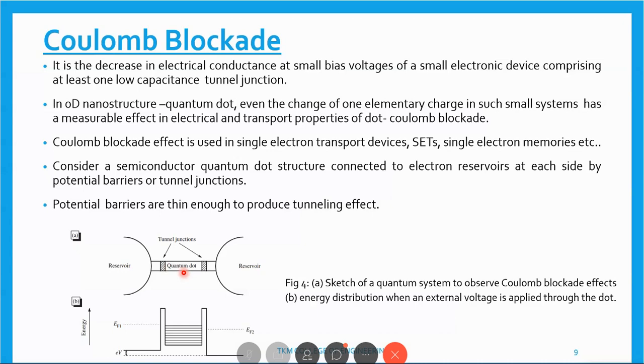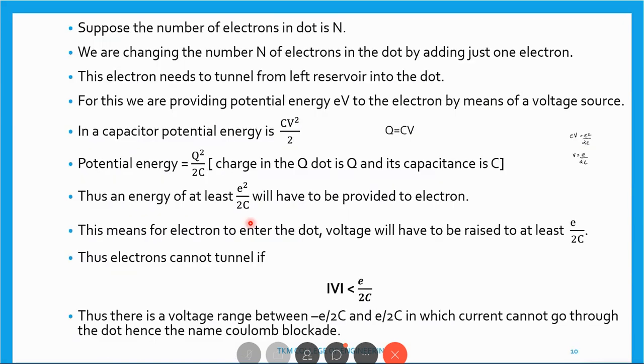Now, suppose that the number of electrons in the quantum dot is n. We are changing the number n of electrons in the dot by adding one electron at a time, and this electron needs to tunnel from, let's say, the left reservoir to the dot. So if n is the number and we are adding one electron to that quantum dot, the potential energy required will be EV. Potential energy EV is to be supplied to the electron by means of an external voltage, right? As told before, we have to supply an external voltage and the potential energy will be equal to EV.